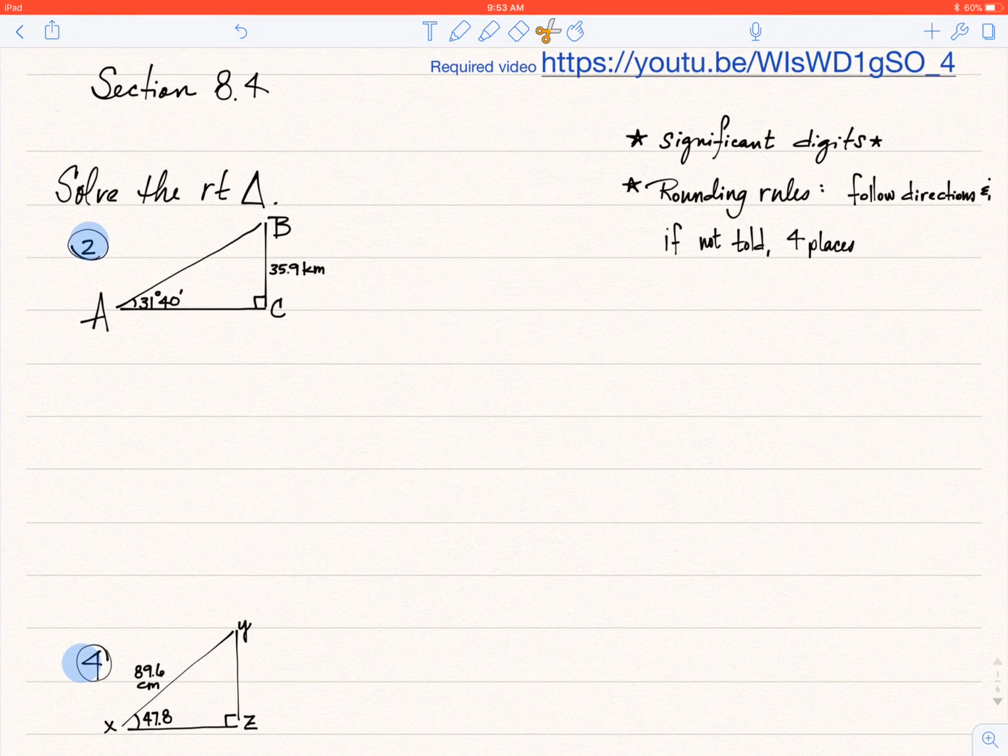Okay, here's a video on section 8.4. This is about solving right triangles. When it says to solve the triangle, this means that you are to find all missing pieces.